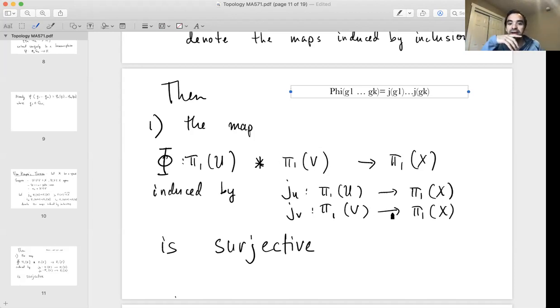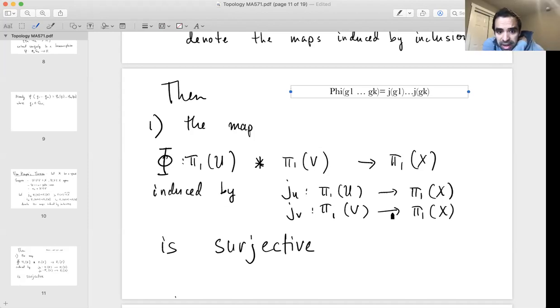So this map is surjective. This is the first statement of van Kampen. I think this is the one we're going to concentrate on today. The second one is describing the kernel of phi explicitly. So what does it mean that this map is surjective? What's the intuition? It means that if you have a class of a loop in pi 1 of X, then you can break it down into a sequence of loops in U and V.